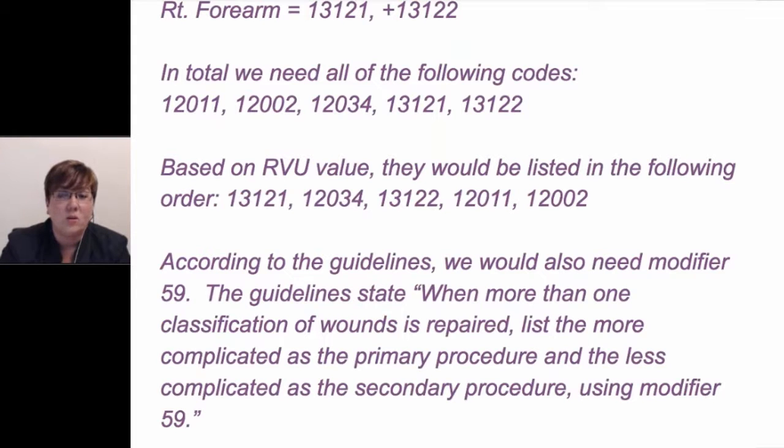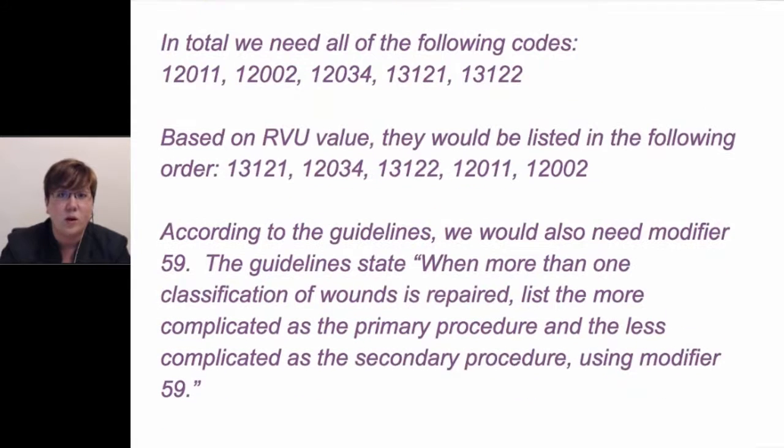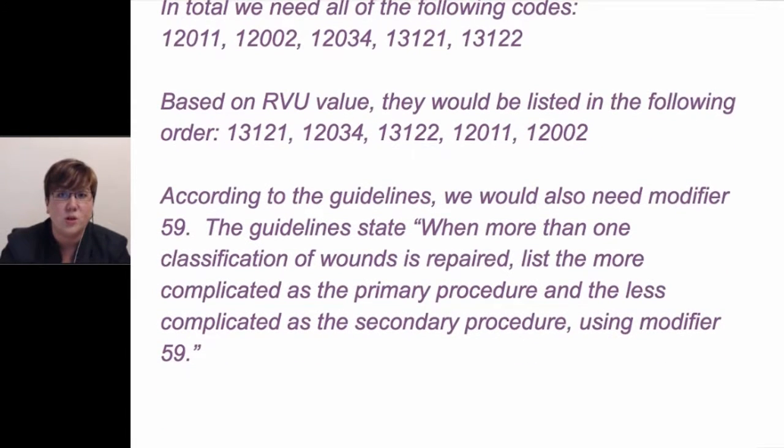According to the guidelines, we also need a modifier 59. And that is because the guidelines say when more than one classification of wound is repaired, list the more complicated as the primary and the less complicated as secondary with the modifier 59. So actually what you would do is that 13121 would go first, and the remaining four codes, the 12034, 13122, 12011, and 12002, would each have a modifier 59 on them to show that they are separate and significant from one another. They meet different requirements and different criteria so that the carrier doesn't bundle them all together and say, you didn't bill these right, right?